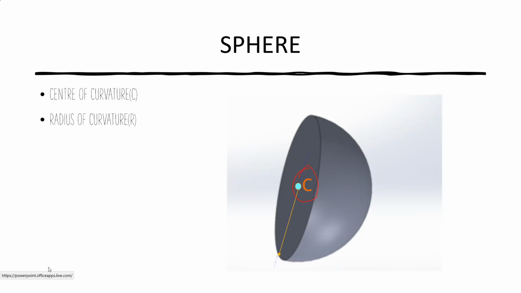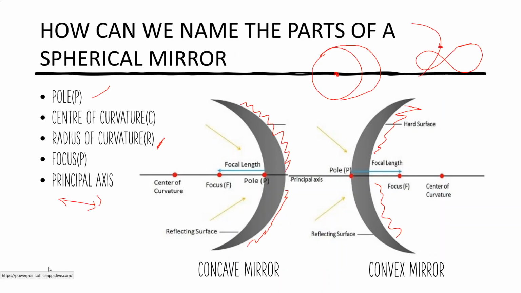This is called the center of curvature. Specifically, it is the point located at the center of the sphere of which the spherical mirror is a part. See, actually this is just cut out. This is the sphere.